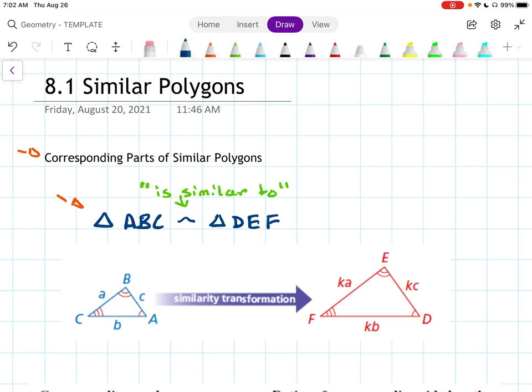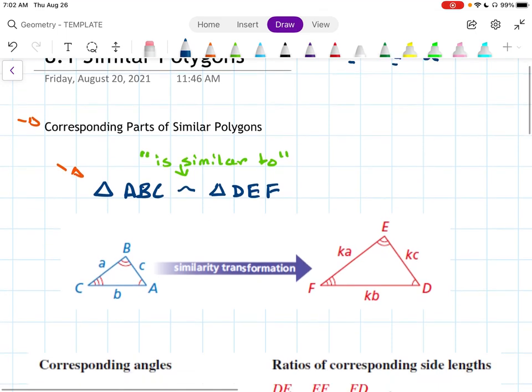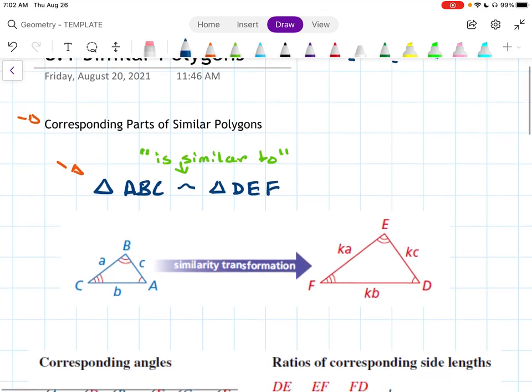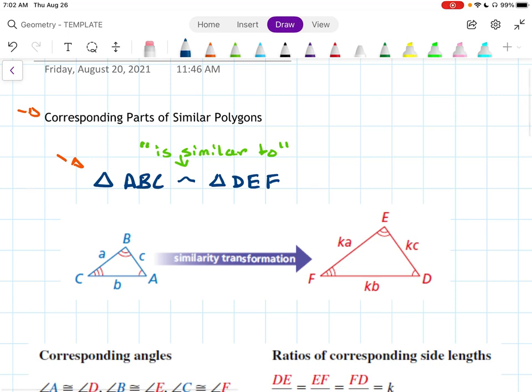We've got some different symbols. We have the equal sign, we have the congruent sign, we have the similar to sign. And I think there's more, but those are the three that I can remember right now. If we start off with triangle ABC, the blue triangle on the left here, and then we have a similarity transformation, that could be like a dilation. Remember dilations, where we make it bigger or smaller. And it turns into triangle DEF.